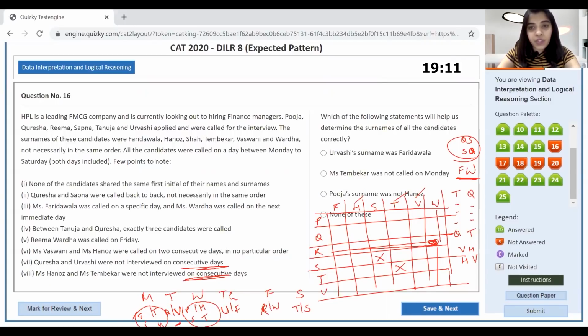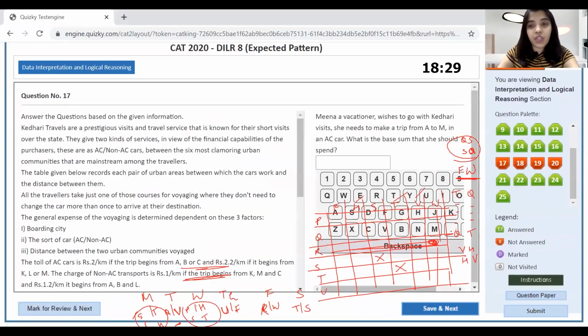The following statements will help us determine the surnames of all candidates correctly. Fine. Urvashi's surname was Faridawala. We already know that. We don't care. Tembekar was not called on Monday. This is something that we can work with. Pooja's surname was not Hanoz. Tembekar was not called on Monday, which means Tembekar was here, Hanoz was here. We still don't know about the surnames. They're asking to determine the surnames of all candidates. So if they say Pooja's surname was not Hanoz, so Pooja was what? Tembekar, Sapna is Hanoz, and now we know the surnames of everybody. So this is the correct one.